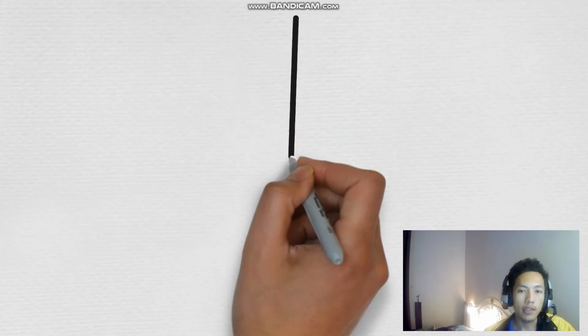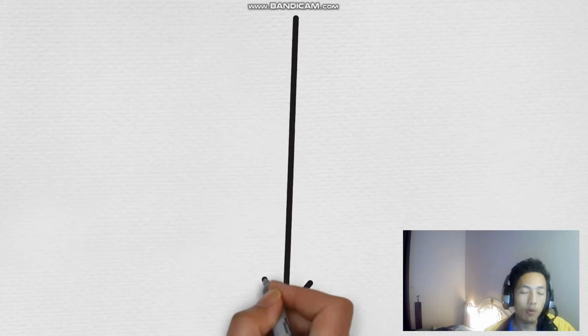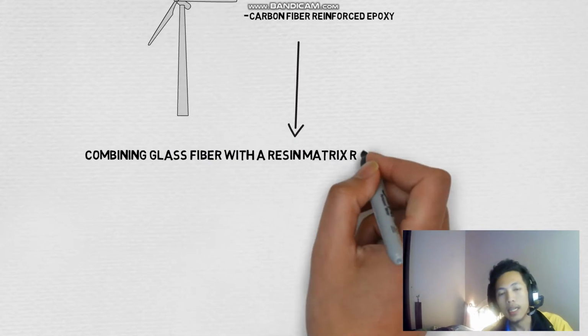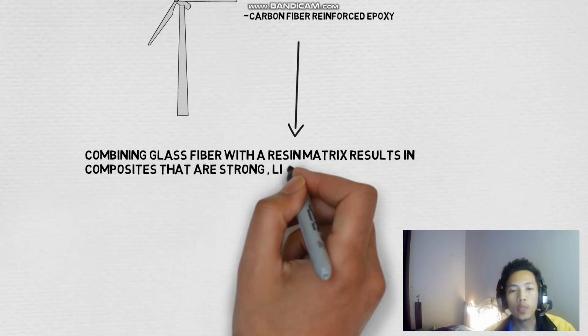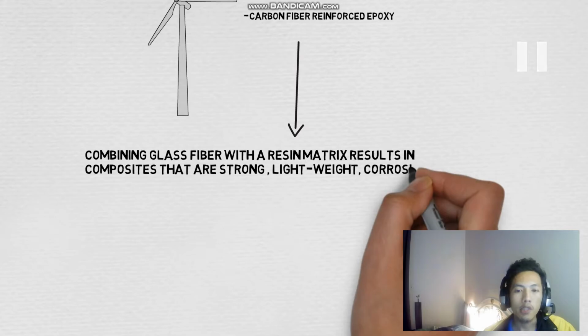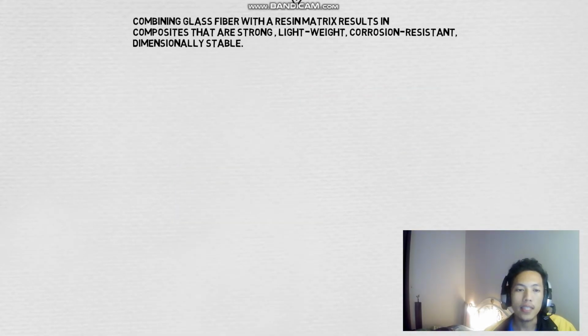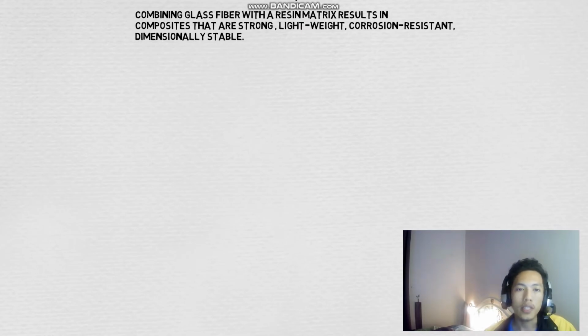But why do we use this structure? Why do we use this material? Because it is lightweight, and combining glass fiber with resin material results in a composite that is strong, lightweight, corrosion resistant, and also dimensionally stable.